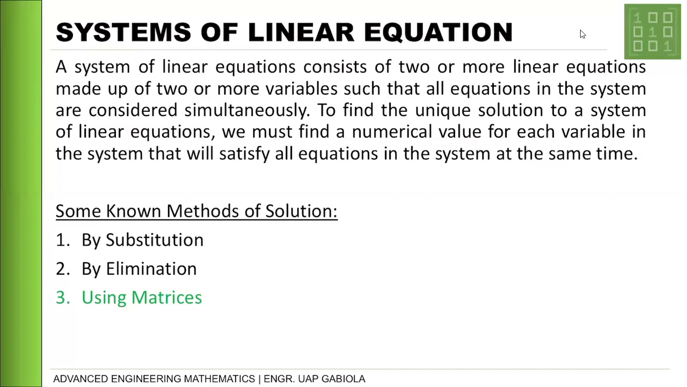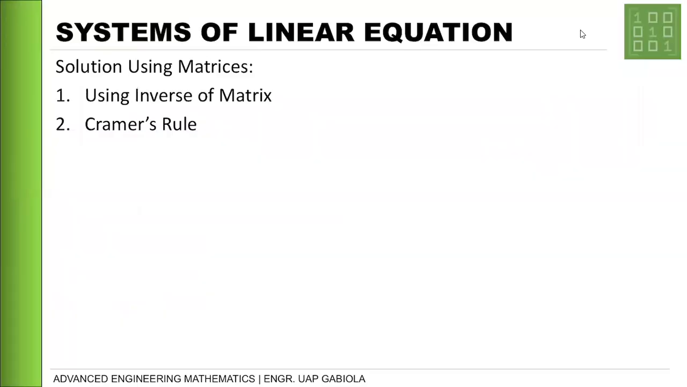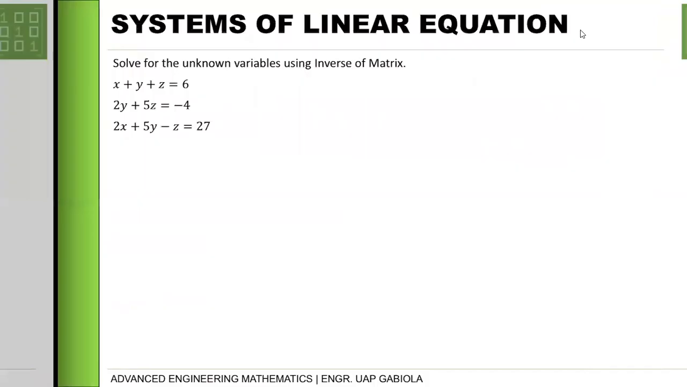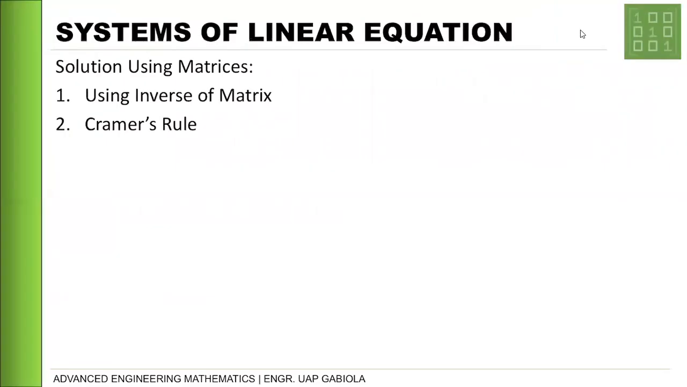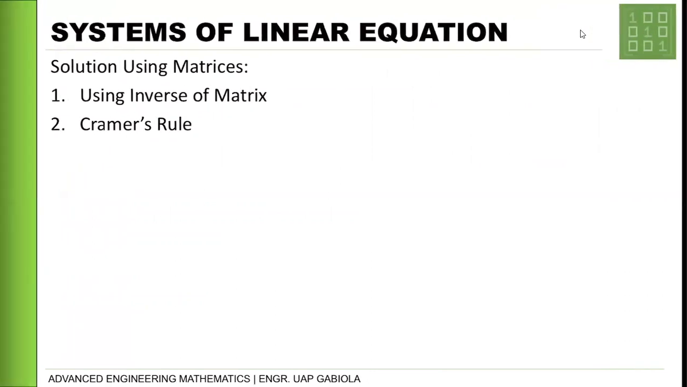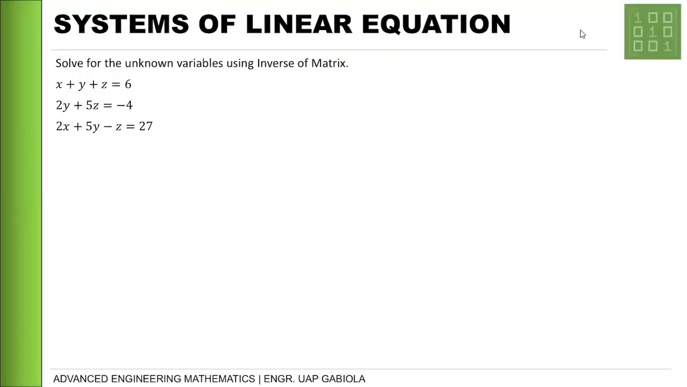And in solving system of linear equation using matrices, we have two method then. So yung sabi ko nga, using yung inverse of matrix natin, kasi ba't natin pinag-aralan, syempre gagamitin natin yon. And then yung Kramer's rule na tinatawag. So, i-maximize na natin yung napag-aralan natin, no? Nasa inverse of matrix. So, paano ba mangyayari yun? So, halimbawa, dito, i-apply natin sa example, no? So, dito sabi niya, solve for the unknown variables using inverse of matrix.